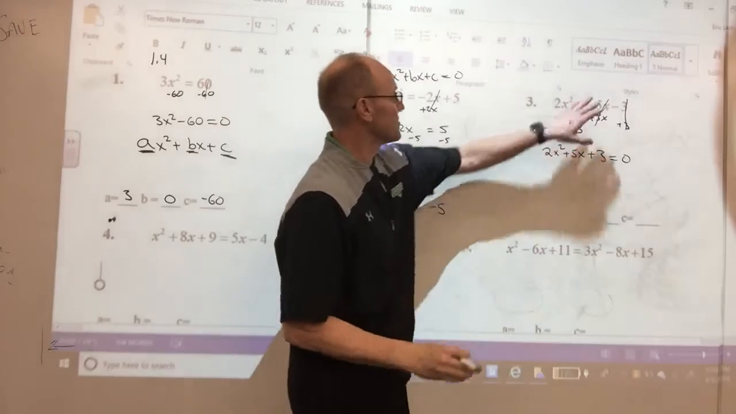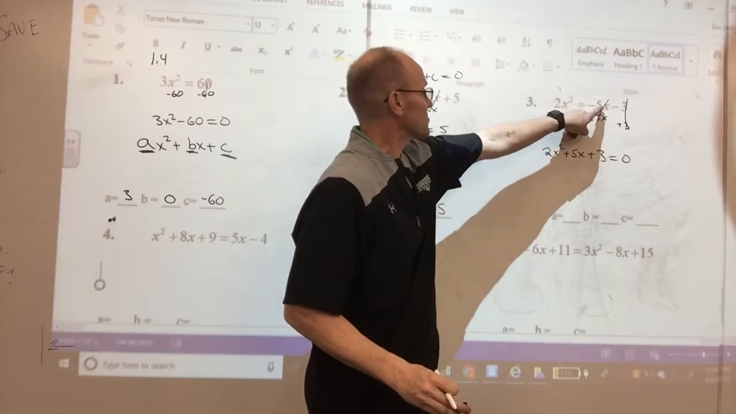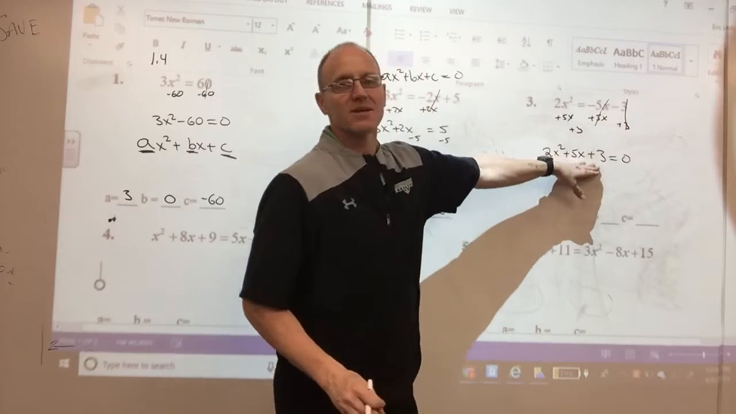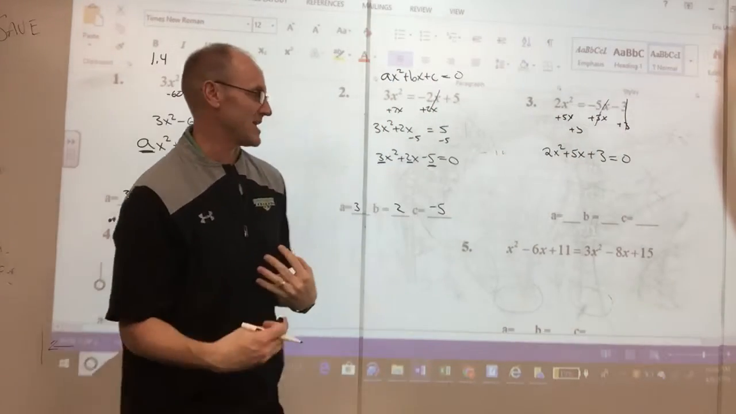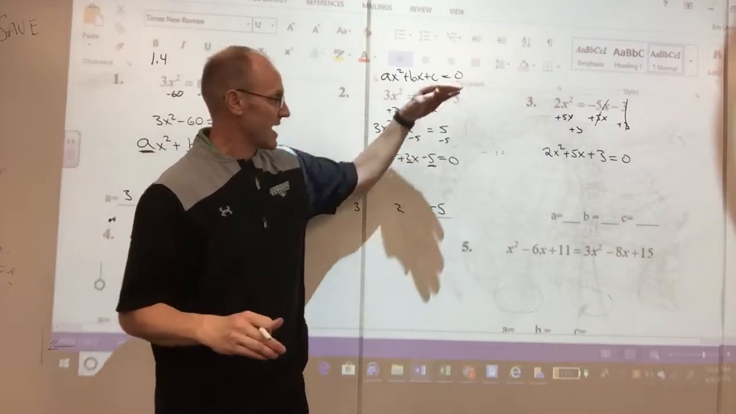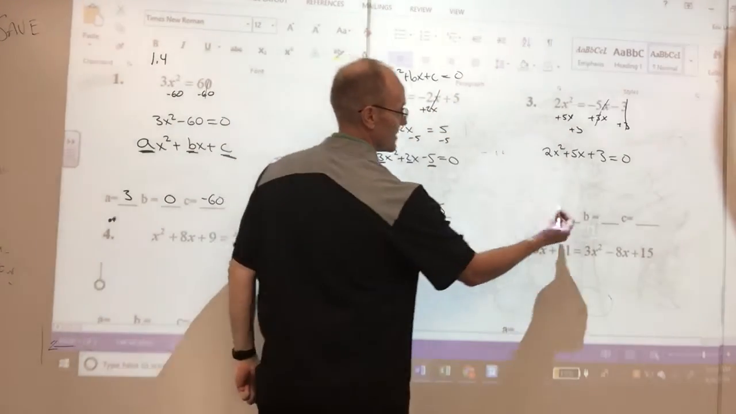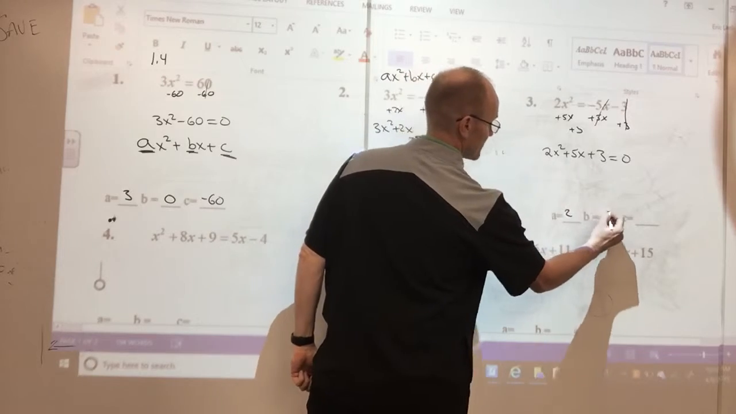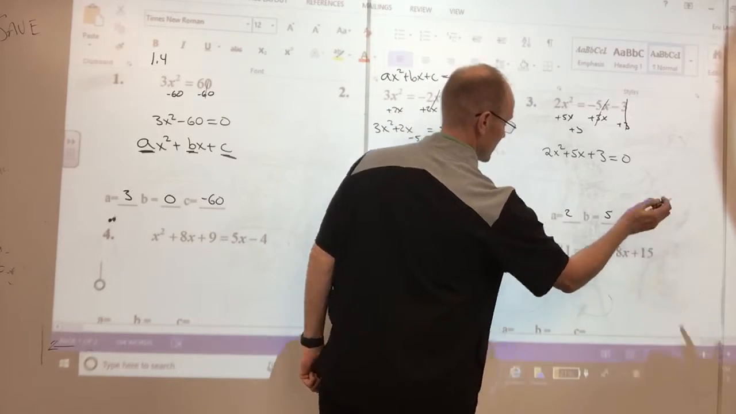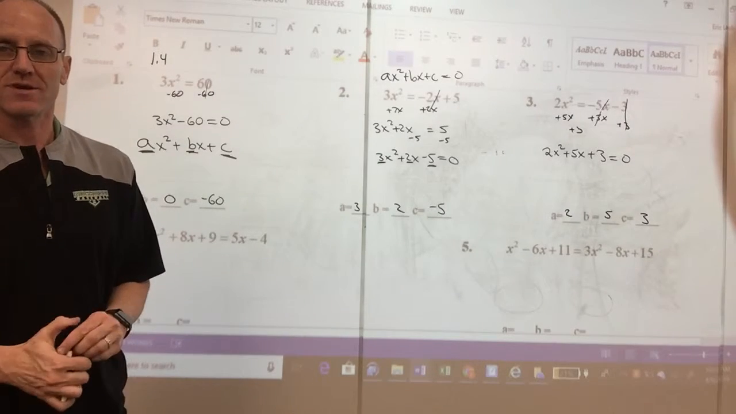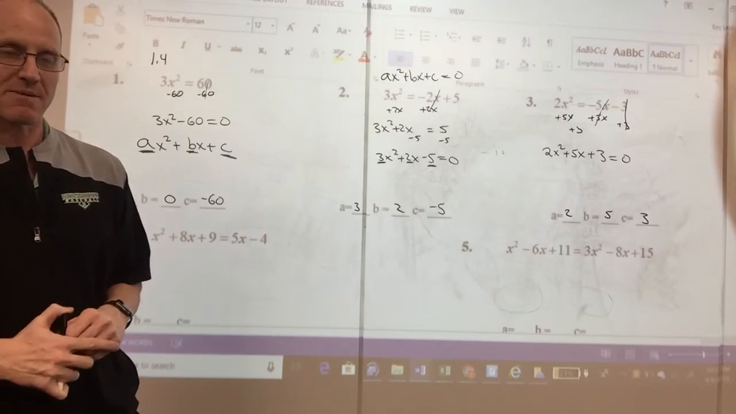A lot of you will see, well, I can just move these over and put the opposite. So this was negative 5; when I move over, it's going to be 5x. This was a negative 3; when I move over, it's going to be 3. So don't go through the process if you get it. Just say, hey, I can just go from here and write this without this work. All right, my a is 2. My b is 5. And my c is 3. If you feel comfortable and you want to go ahead and move on, you can. Otherwise, I'm going to do 2 more examples.